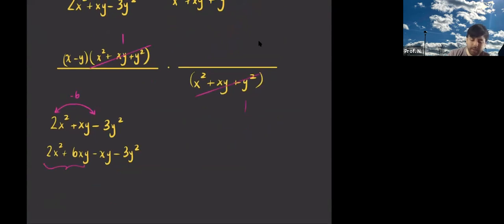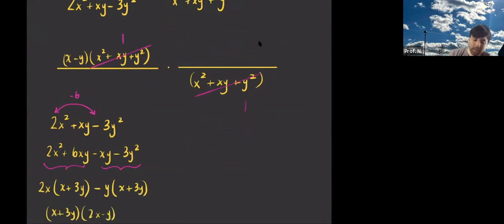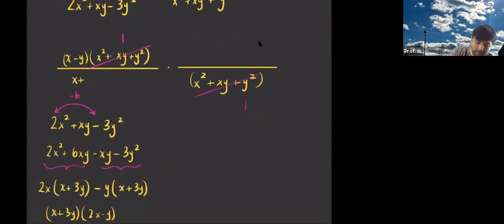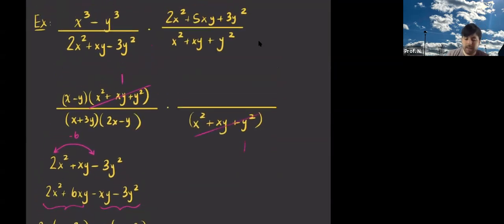So then I factor this, and I'm left with 2x. This becomes x plus 3y, minus y. I'm left with x plus 3y again. And this becomes x plus 3y multiplied by 2x minus y. So that's what the denominator here will look like. It will be x plus 3y, parentheses 2x minus y. And then I have to take care of this one here.